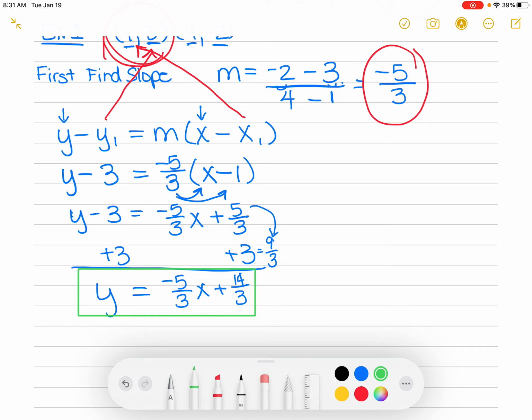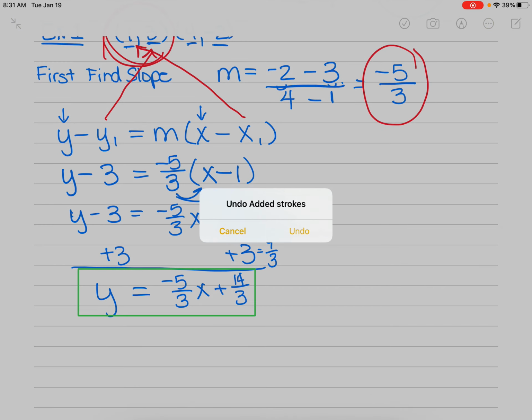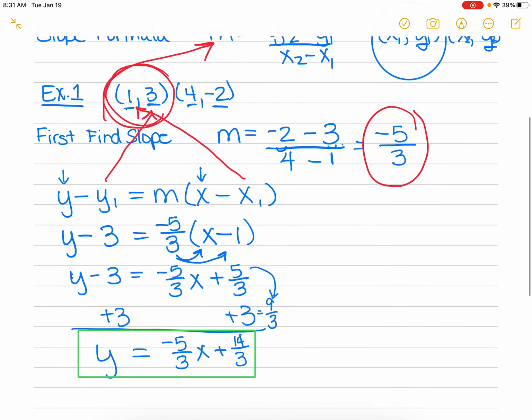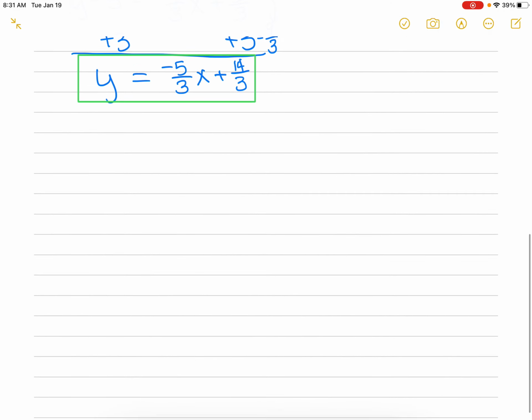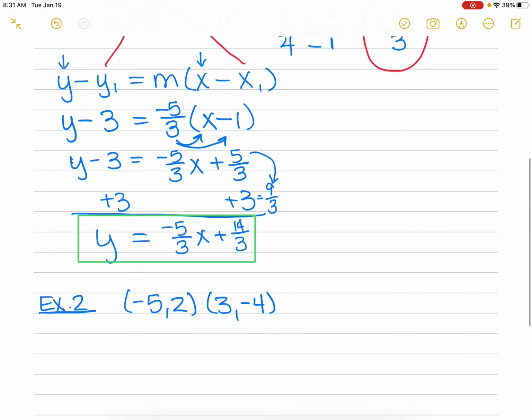Okay, so let's try the next example on your own. I'm going to give you 2 points. This one does have fractions also, so use your calculator. Example 2 is going to be (-5, 2) and (3, -4). So follow the steps that we did up here.